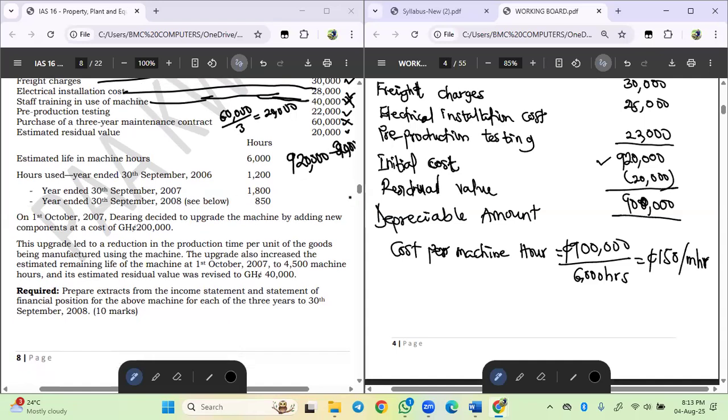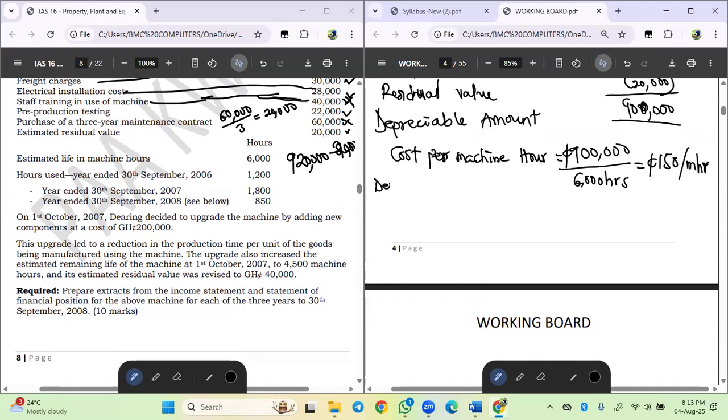Yes, please. Okay. So now the depreciation for 2006 will be per machine hour 150 cedis times the number of machine hours in 2006. The number of machine hours, the hours used in the year ended 30th September, is what? 1,002 hours. So please, what will be the total or the annual charge for 2006?